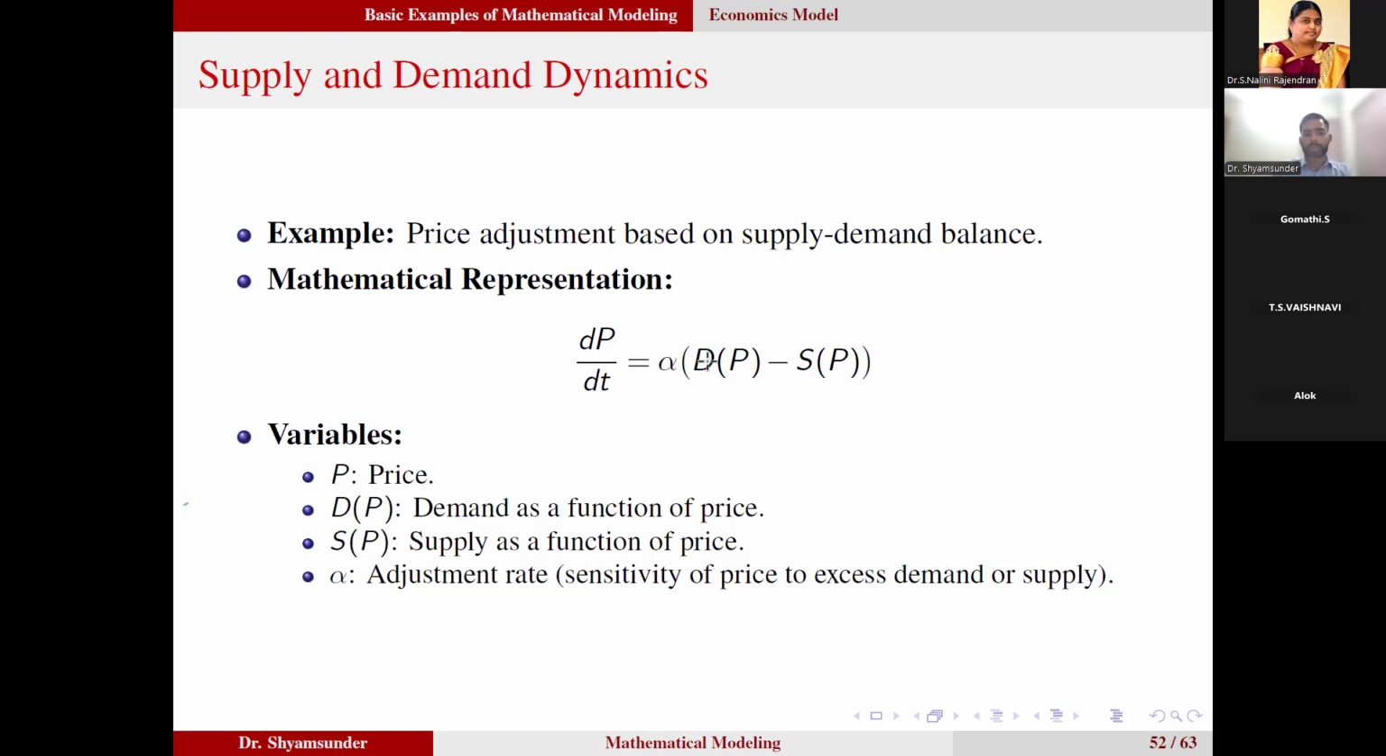Another example is the economics model, the supply and demand dynamics, with price adjustment based on supply and demand. The mathematical representation of this model is dP/dt = alpha (D - S), where P is the price with respect to time, D is the demand function, and S is the supply function. Alpha is the rate.